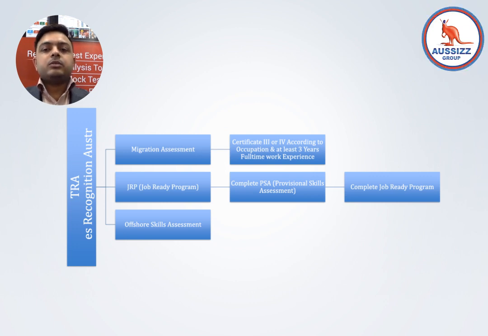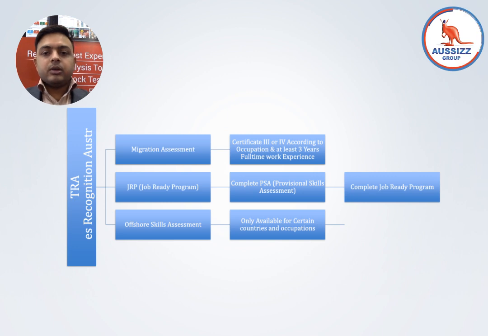Now the last option that they have under the TRA provision is offshore skill assessment. Offshore skill assessment is not available for every country, and it is not only done by TRA. TRA has also contracted VetAssess, Victoria University and William Angliss for the offshore skills assessment program. How it works is quite identical to the migration assessment. However, it's only available to certain countries and certain occupations. So TRA has a list where, for example, if you're applying for a cook and you are from certain countries, then you have to go for an offshore skill assessment. You cannot go for a migration skill assessment.